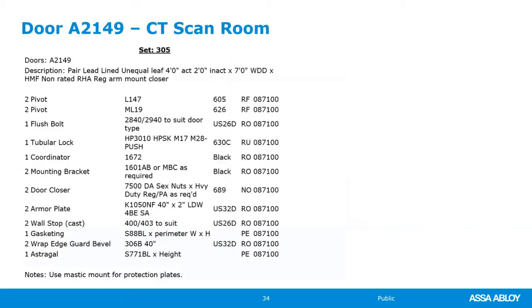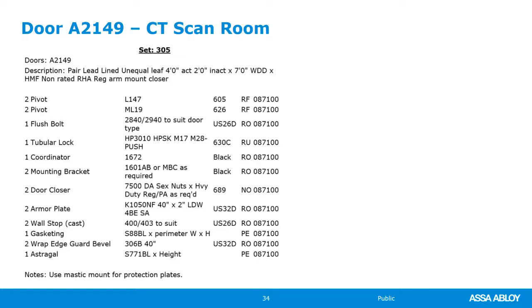So if we take a look at the hardware set, the only note is to mastic mount the protection plates, which is built into the part string of the armor plate. Do we have any questions on the lead line pair or lead line doors?